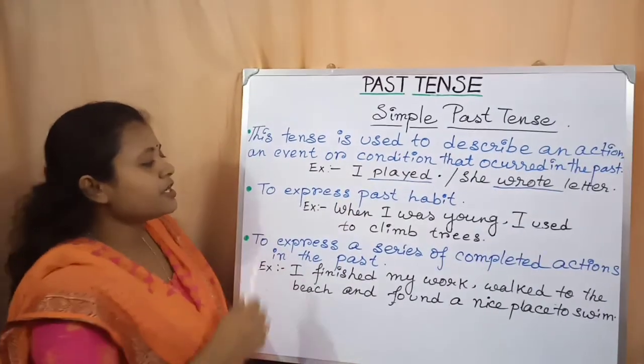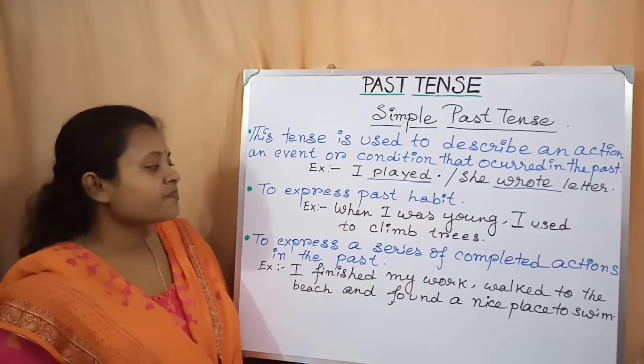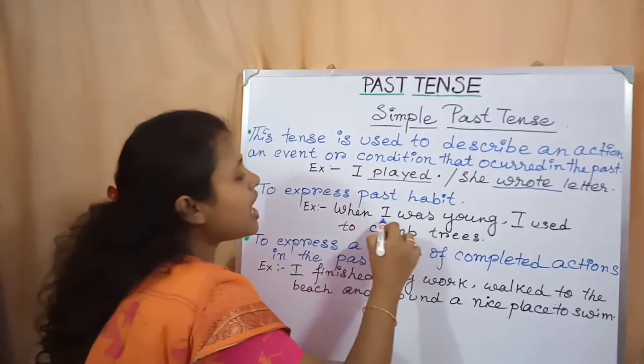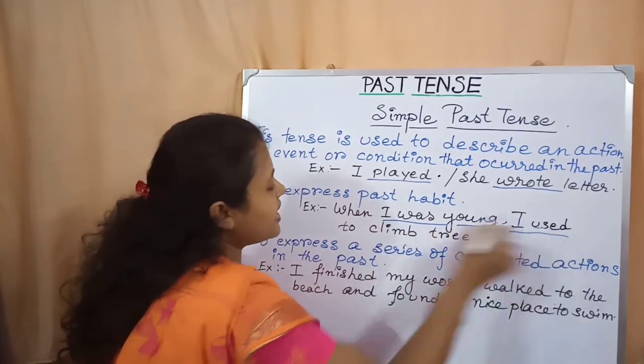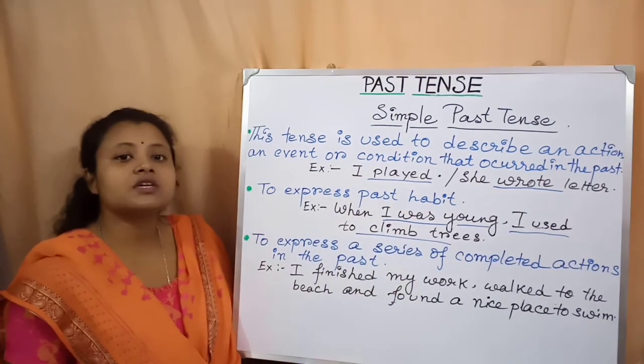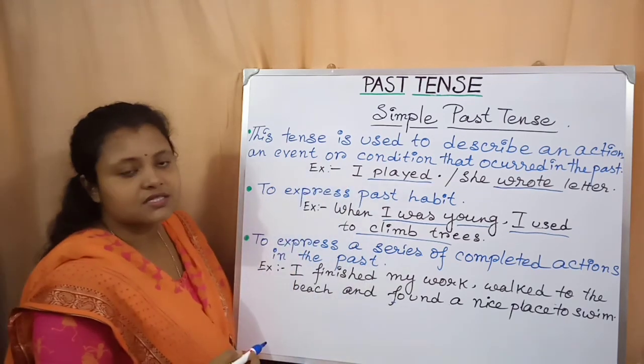Now come to the second point, to express past habit. Simple past tense is used. When I was young, I used to climb up trees. Here I was young and I used to climb up trees. Here my past habit of climbing trees. It is referred through the simple past tense.